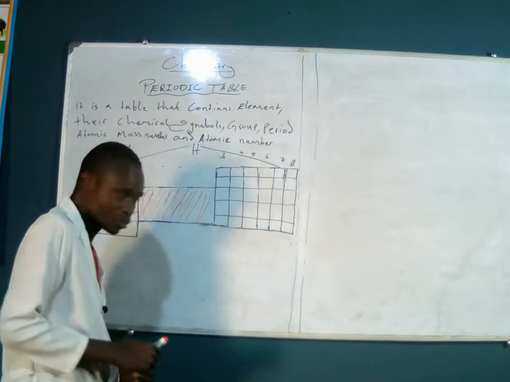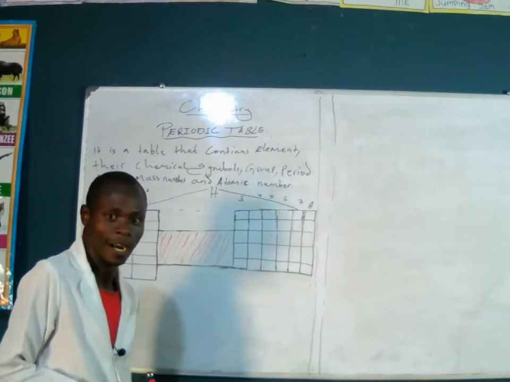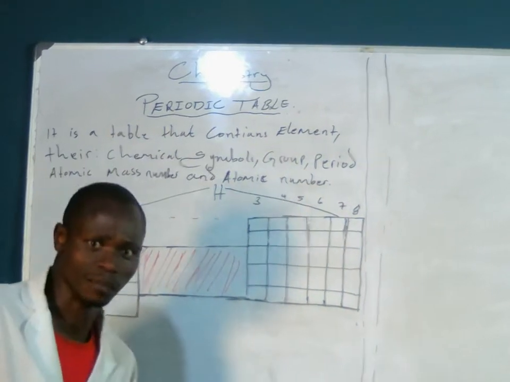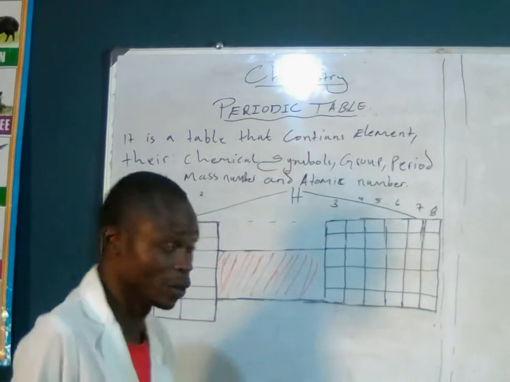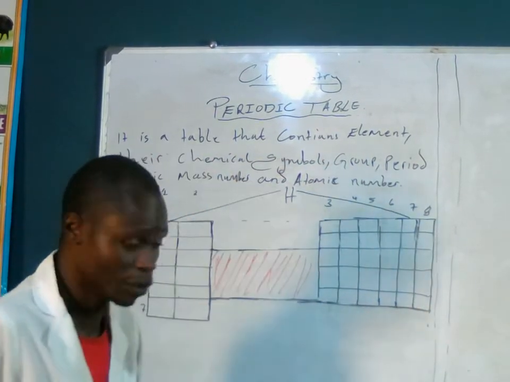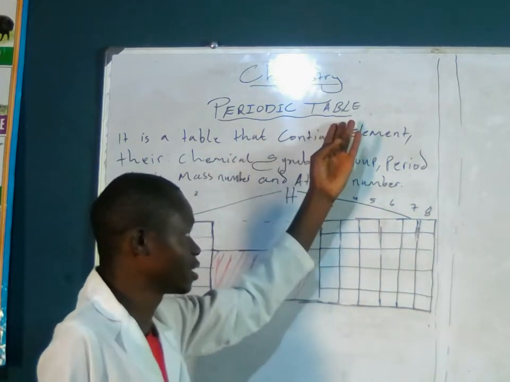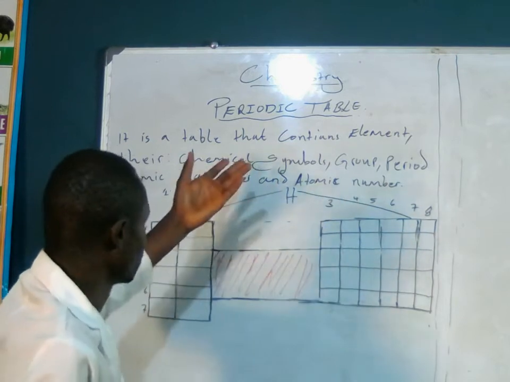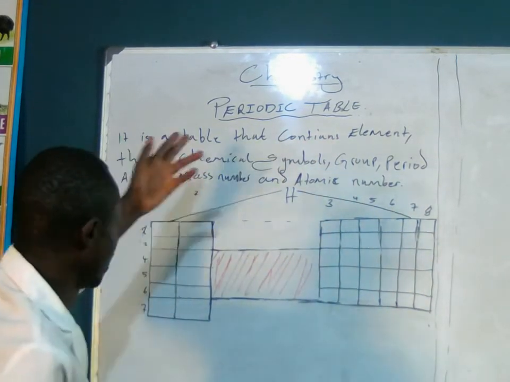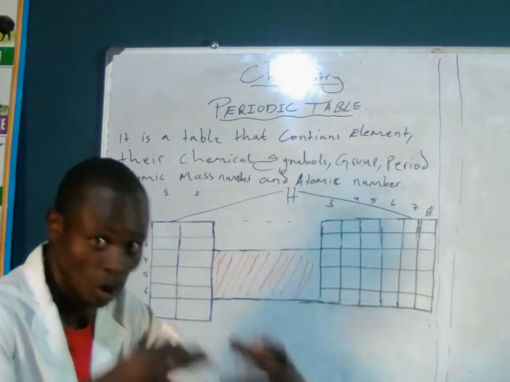Let us go back and deal with this new topic in our chemistry. It is called the periodic table. So the first thing that we need to understand is the phrase periodic table itself. What does it mean to us? They have already told us it is a table, but what type of table is this? These are the things that you are expecting to find on a periodic table.